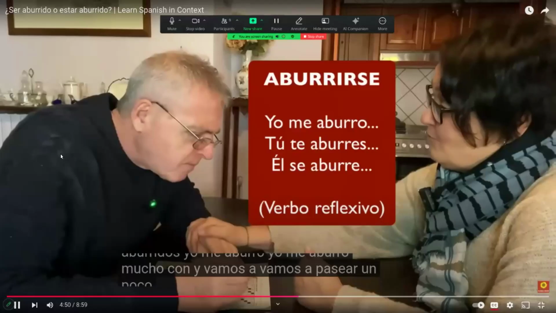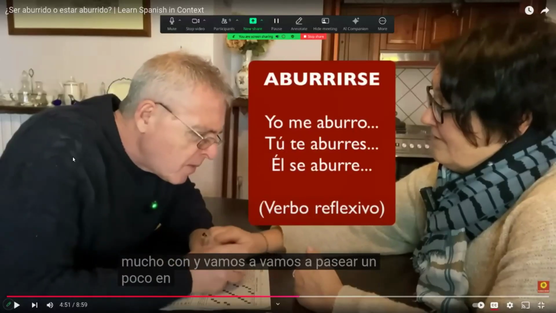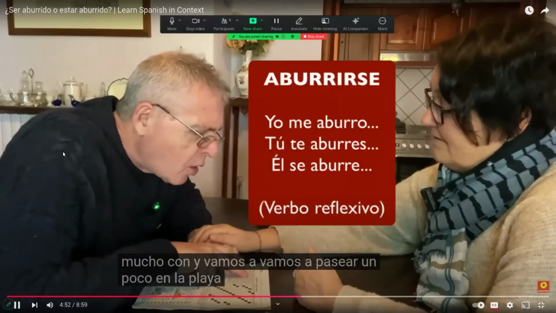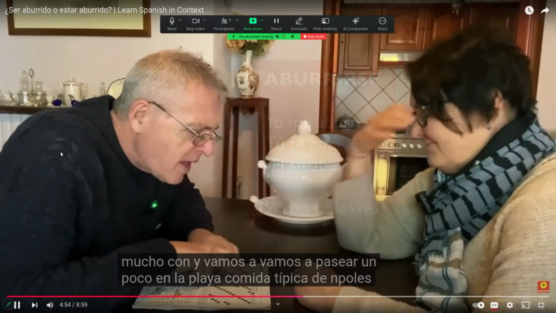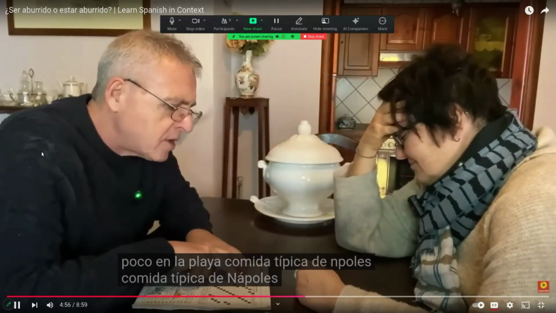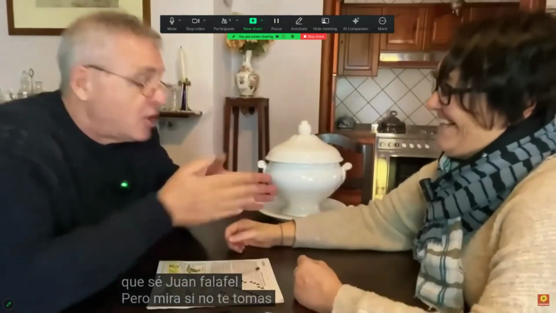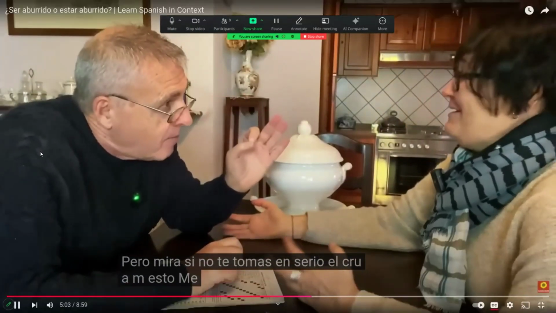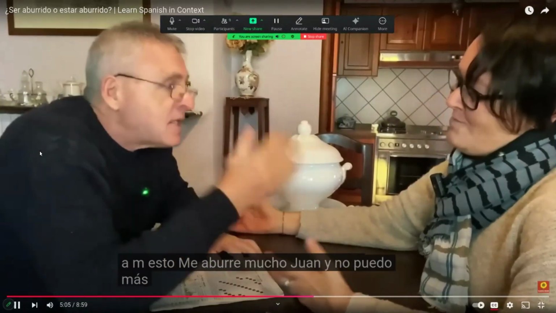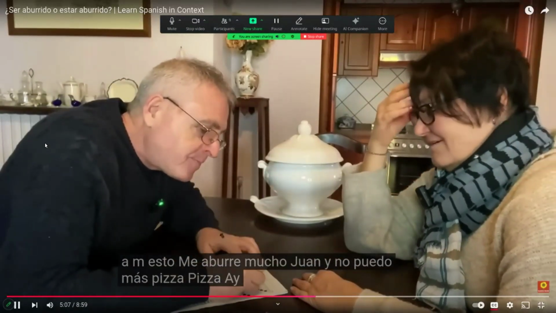Vamos a pasear un poco en la playa. Let's go take a walk for a little while on the beach. Comida típica de Nápoles. Falafel, Juan, yo qué sé, Juan. Falafel. Pero mira, si no te tomas en serio el crucigrama, a mí esto me aburre mucho, Juan. Y no puedo más. This bores me so much.